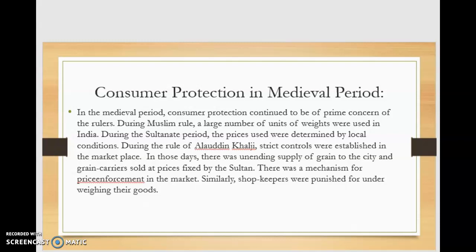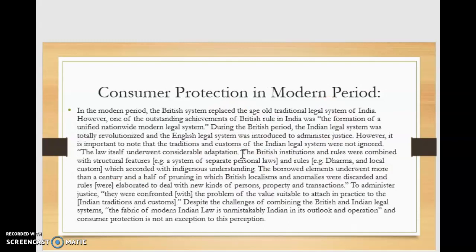Similarly, shopkeepers were punished for underweight, for giving goods that were not as per the prescribed weight, that is, underweighing of the goods. So we say that yes, this is something that existed and even continued in the medieval period.